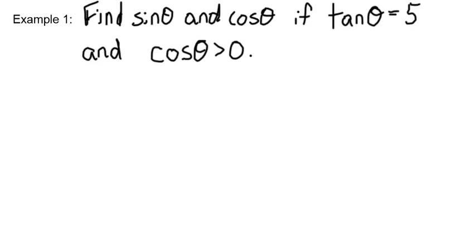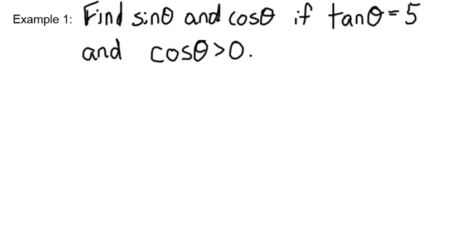First example, we want to find sine of theta and cosine of theta if we know tangent of theta is equal to 5 and cosine of theta is greater than 0. We could use a reference triangle like we did in lesson 4.3. We know cosine is positive, so we must be in quadrants 1 or 4, and if tangent is a positive value, we know we're going to be in quadrant 1. So we could go through that same process to solve this, but now we're going to learn how to use trig identities in order to find those values.